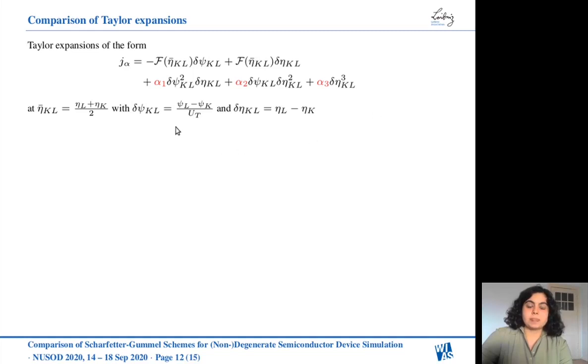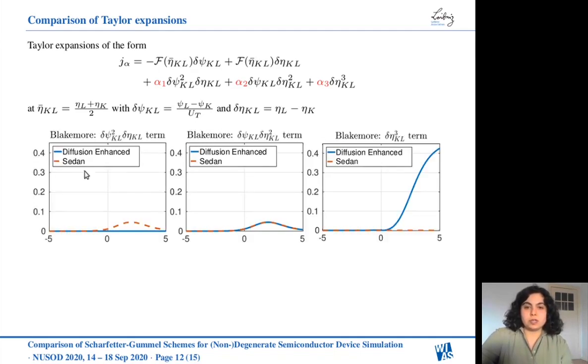And the absolute errors here in the prefactors alpha i between the modified schemes and the generalized Scharfetter-Gummel scheme were computed and visualized for the Blakemore statistics. For large negative arguments of the statistics, we know that the Blakemore and the Boltzmann statistics nearly coincide, and hence the modified Scharfetter-Gummel schemes converge towards the generalized Scharfetter-Gummel scheme. And this is why we observed nearly vanishing errors in this area.